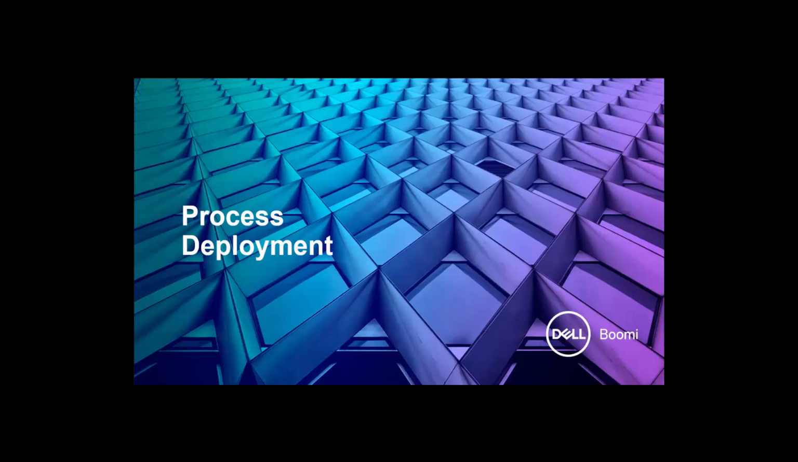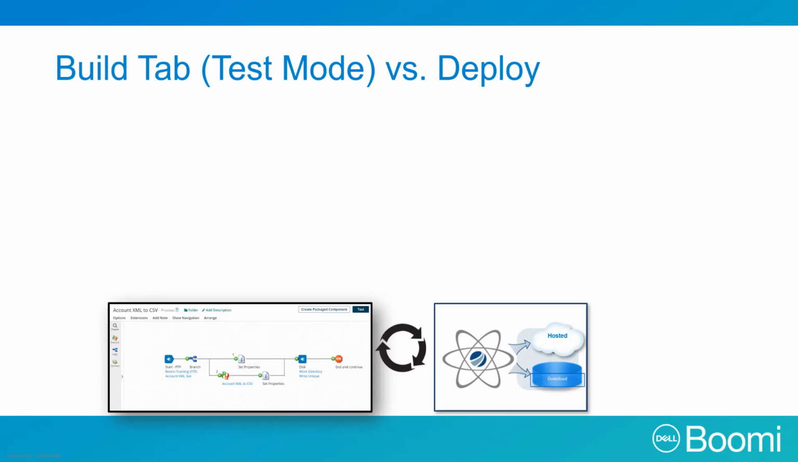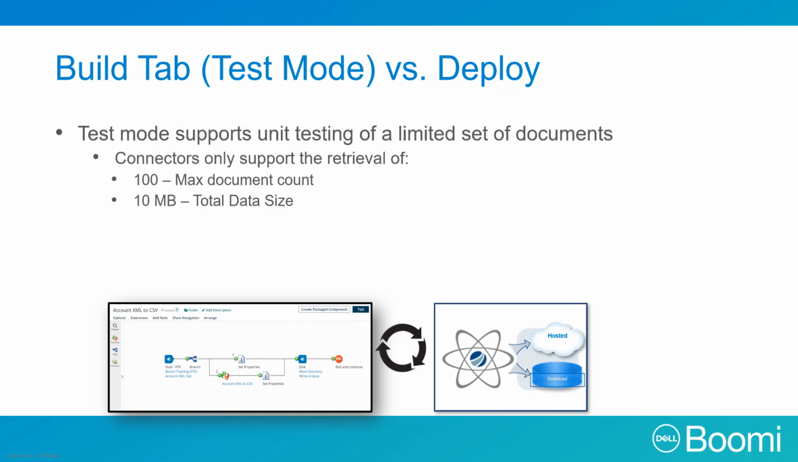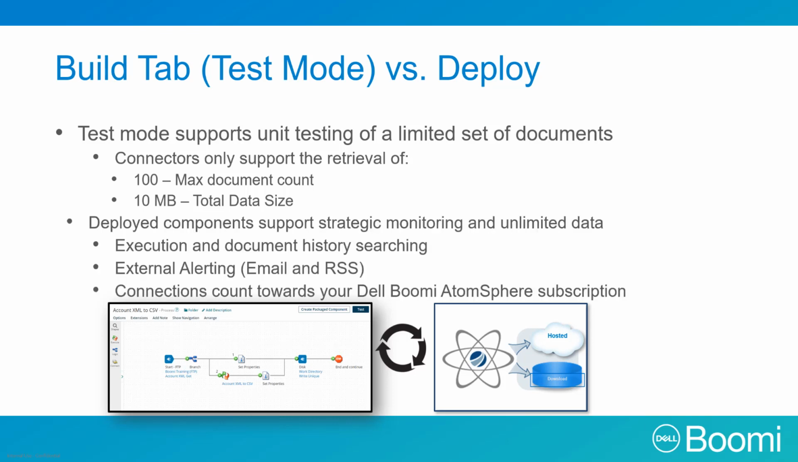So let's begin with process deployment. The differences between processes run in the Build tab, which is known as test mode, versus those which are deployed are: test mode supports unit testing of a maximum of 100 documents or a total of 10 megabytes of data. Anything beyond this produces errors. Deployed components support strategic monitoring and unlimited data.